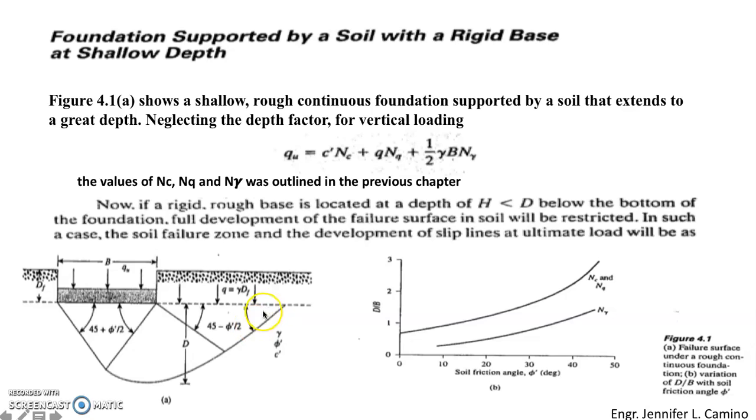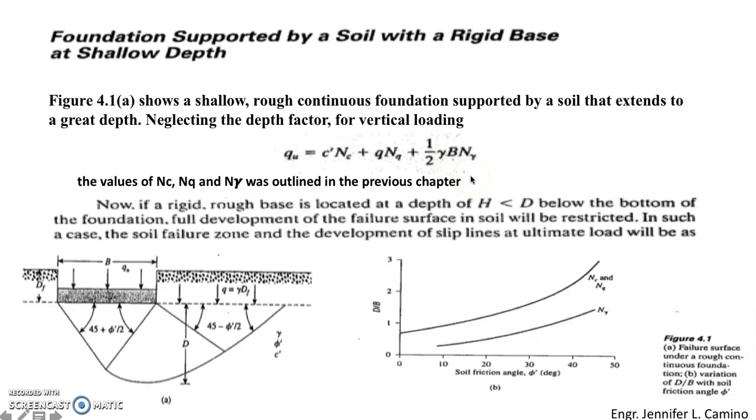We have here the failure zone for our foundation. And if you're going to neglect the depth factor for vertical loading, the equation that we will be using for this is the ultimate bearing capacity, q sub u is equal to c N sub c plus q N sub q plus 1/2 gamma B N sub gamma.